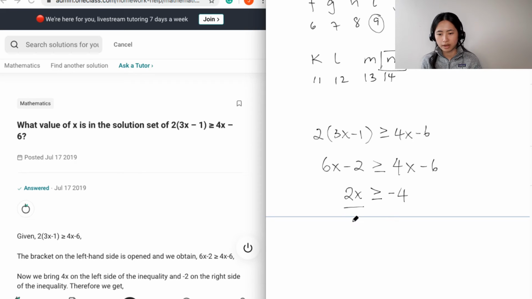Then you're going to divide both sides by 2. And as you can see, because this negative sign is not on the coefficient of 2, there is no need for you to flip the direction of your inequality symbol. That means if it's greater than or equal to, it will remain the same.